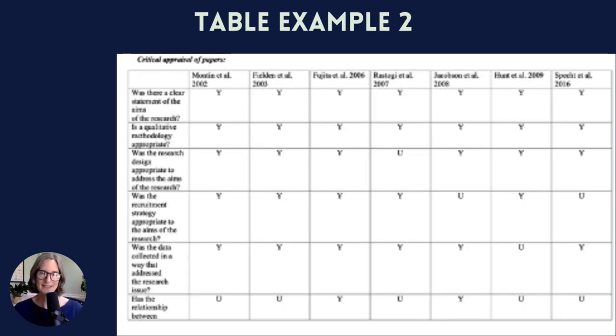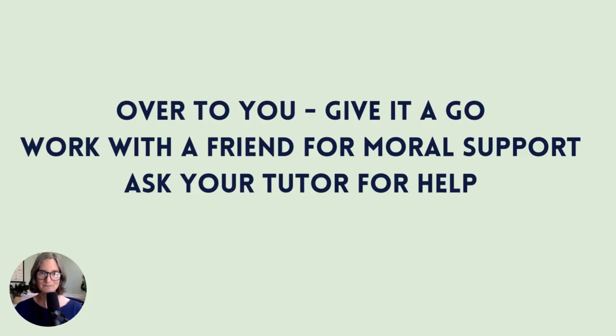And then here's a second example for how you could present it. I think this is from a qualitative CASP critical appraisal. Again, it's got the study authors along the top and each of the individual questions for the critical appraisal down the side. And then you fill in those responses with a yes, no, or unable to determine again. So that's just another example of how you can present the table.